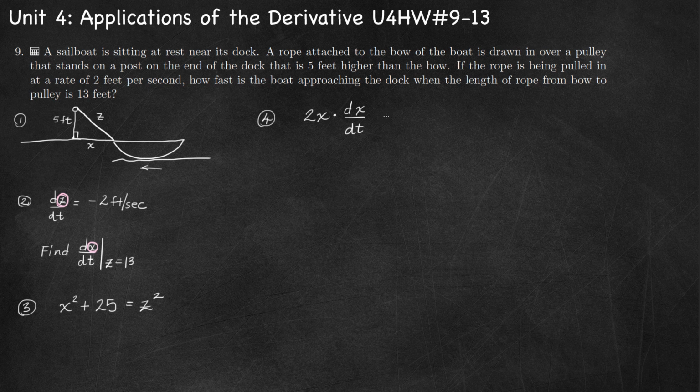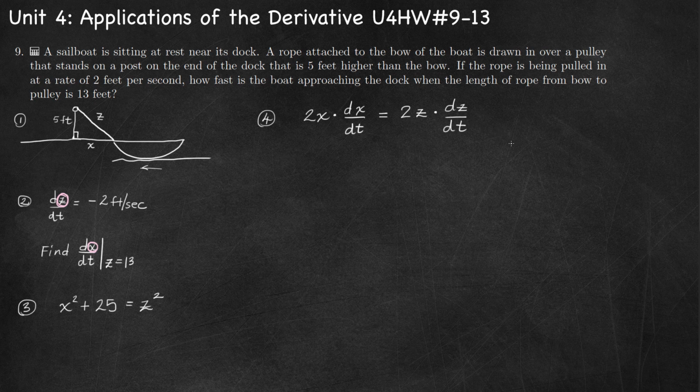Plus the derivative of 25. Well, the derivative of 25 is 0 with respect to any variable, so we don't have to write the plus 0, though you can if you like. Equals, and then the derivative of z squared. The derivative of z squared is 2z if we're taking the derivative with respect to z, but we're not. We're taking the derivative with respect to t. So to compensate for that change in variable, we're going to multiply by dz/dt.